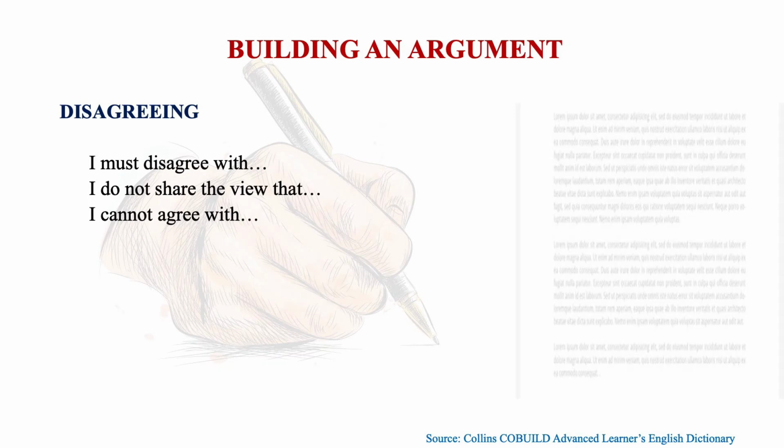Obviously, by making use of phrases such as "I must disagree with," you can talk about other things. Or "I do not share the view that this is so and so," or "I cannot agree with," directly. You can say "I do not agree with whatever you have said." So these are words and phrases which are used to express your disagreement. Okay. So these are ways to also develop your body part.